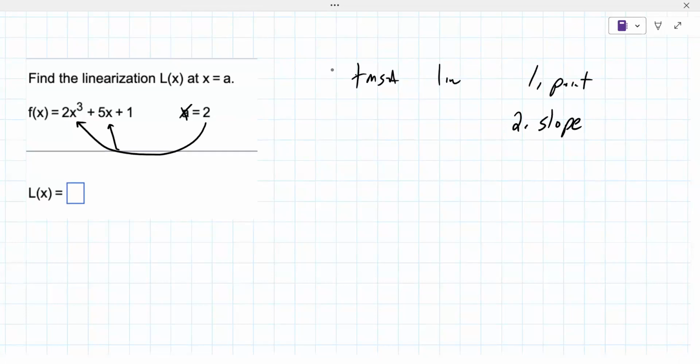So x equals a, x equals 2. f of 2 is 2 times 2 cubed plus 5 times 2 plus 1. 2 cubed is 8, times 2 is 16, plus 5 times 2 is 10, plus 1. So we get 27 maybe.